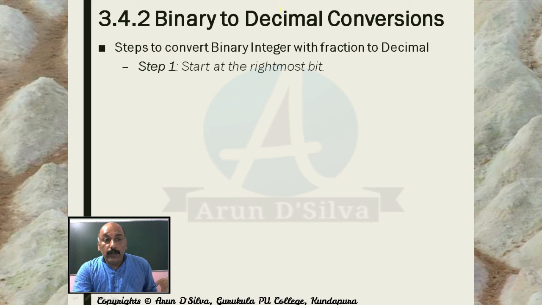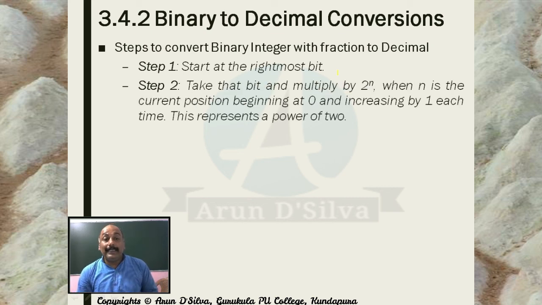So, what you have to do? First step, start at the rightmost bit. Take that bit and multiply by 2 to the power n, where n is the current position beginning at 0 and increasing by 1 each time. This represents a power of 2. That will be decided from the decimal point.